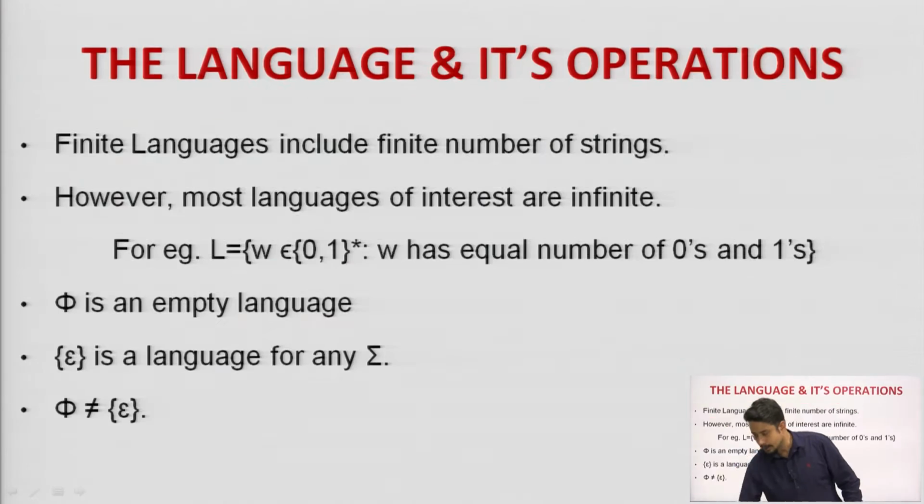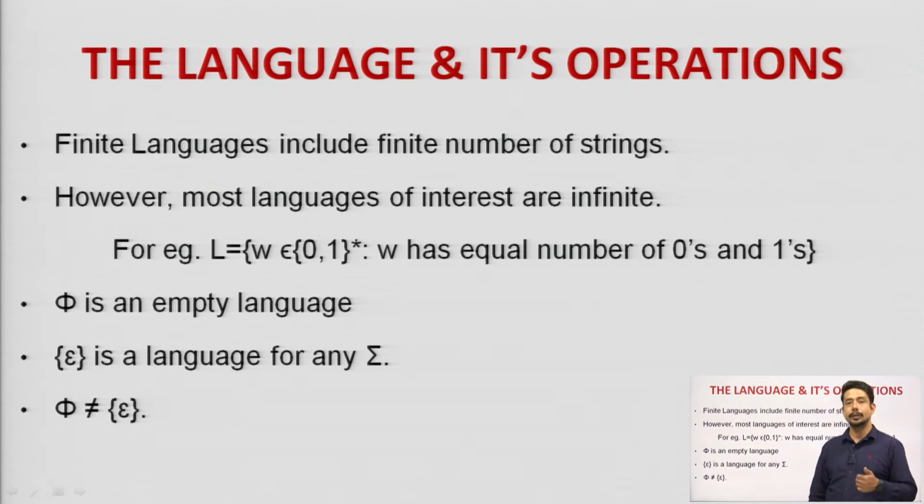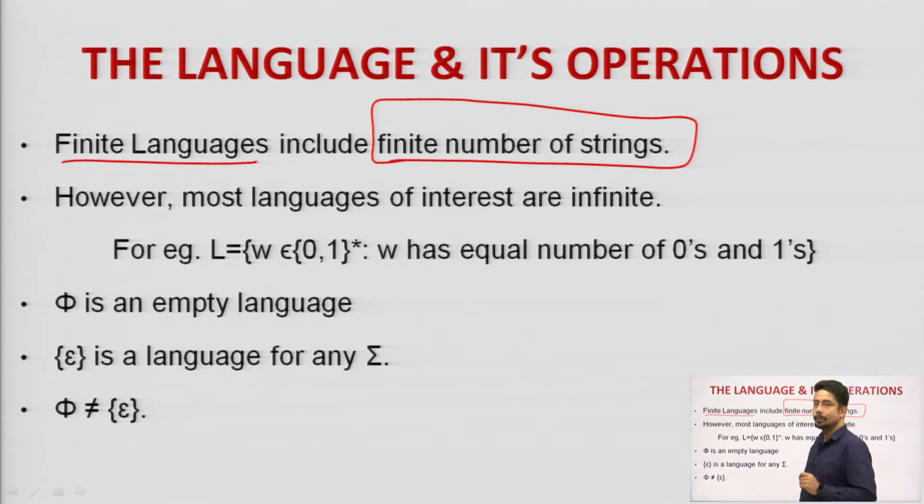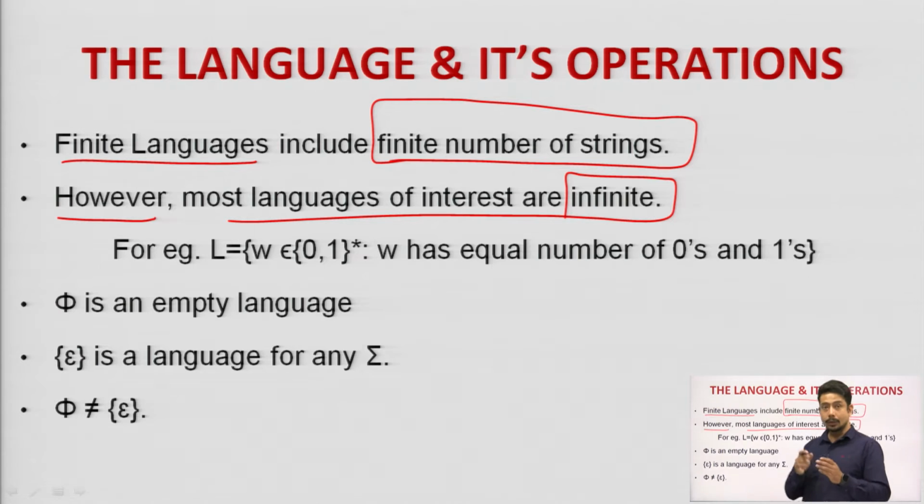Now, let us go with the next concept, the language and its operations. Before going into the operations, first we should be clear on a few points. First point is that finite languages include a finite number of strings. This is a very preliminary step which we already learned in the initial concepts when we were discussing finite automata. Second point is that most languages of interest are infinite, just like the question we did in the previous video, that length is at least 2. At least 2 means what? Minimum it should be 2, then it can exceed n number of times. So, it would be infinite.